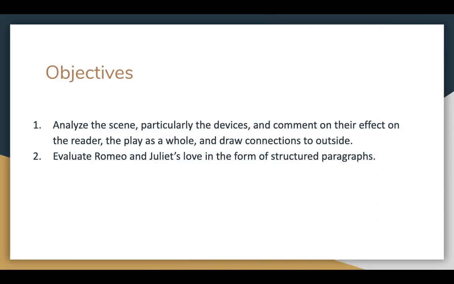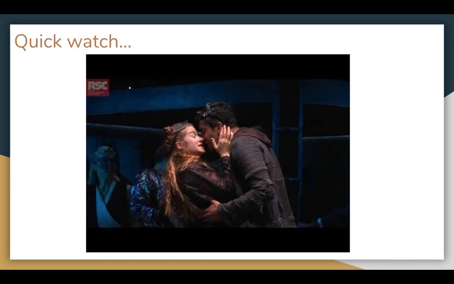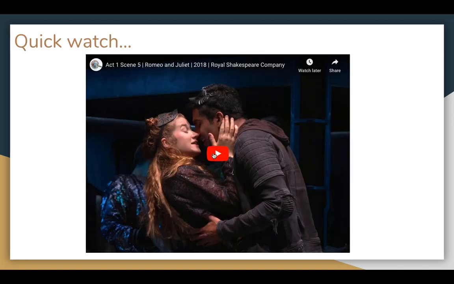But first, the objectives. You need to analyse the scene, particularly the devices, comment on their effect on the reader, their effect on the play as a whole, what they reveal about characters, the tone, the setting, the plot, the themes, and then draw connections to the outside world if possible. And you're also going to evaluate Romeo and Juliet's love in the form of structured paragraphs. Basically, you're going to look at both sides, is it real love, is it not, and come to a conclusion.